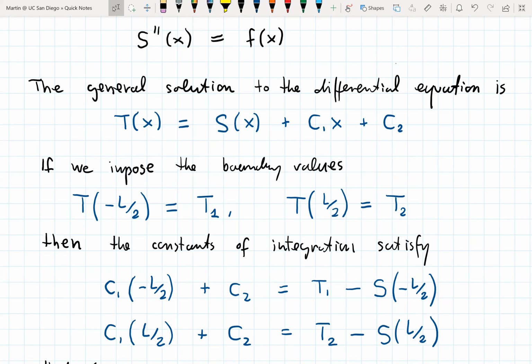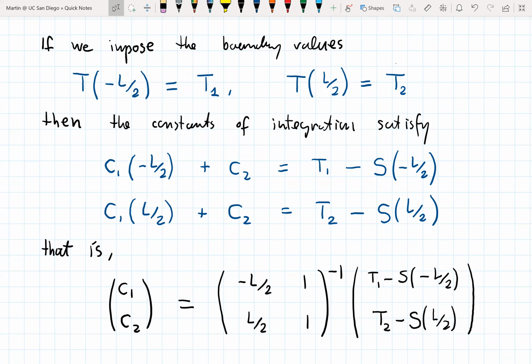Now, with those two equalities, I can set up a linear system of equations which describes the parameters c1 and c2. We can easily check that c1 and c2 satisfy two equalities, namely c1 times minus L over 2 plus c2 equals T1 minus s of minus L over 2, and c1 times L over 2 plus c2 equals T2 minus s at L over 2. Those are linear equations in the parameters c1 and c2. The matrix in that linear system has the rows minus L over 2, 1, and L over 2, 1. You can easily check that for any positive L, that matrix is invertible.